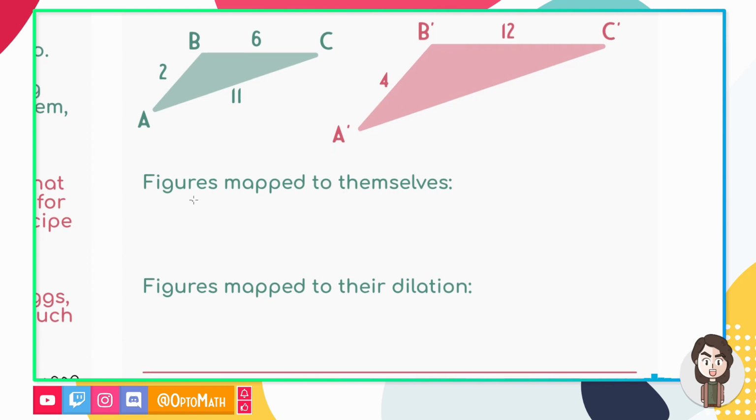If you're gonna map figures mapped to themselves, this is how that can look. 2 divided by 11. So we're looking at our first triangle, our pre-image, if you will, and we're just picking any old side length. We'll start with AB, and then we're mapping it to itself. So we could do 2 over 11, and by the way, we don't have the corresponding side lengths to 11, so it's probably better to map it to 6.